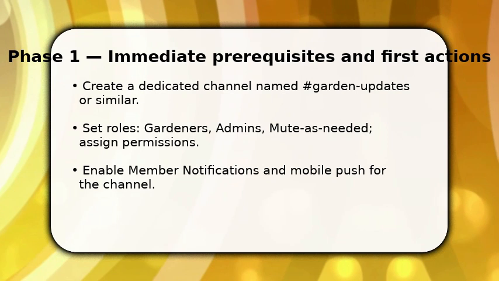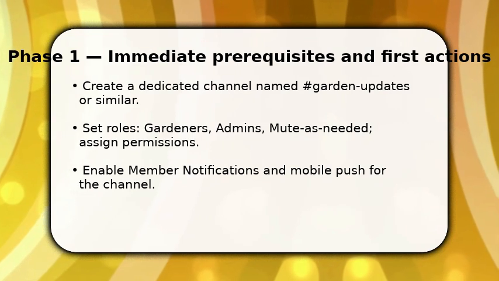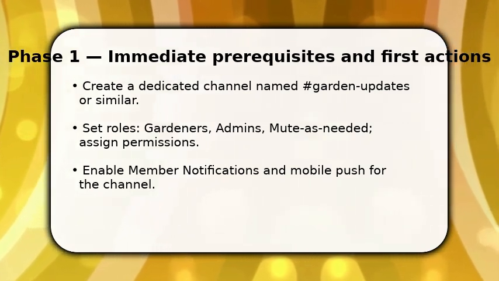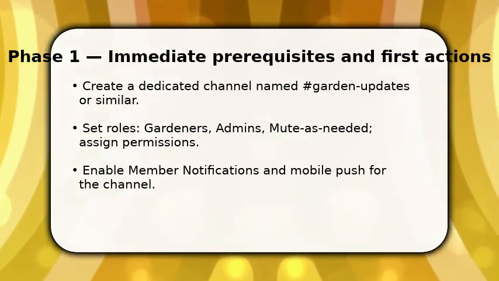This ensures you won't miss watering times or harvest alerts. Make sure role mention permission is on, then save changes. This establishes the backbone for timely, reliable garden alerts across devices.